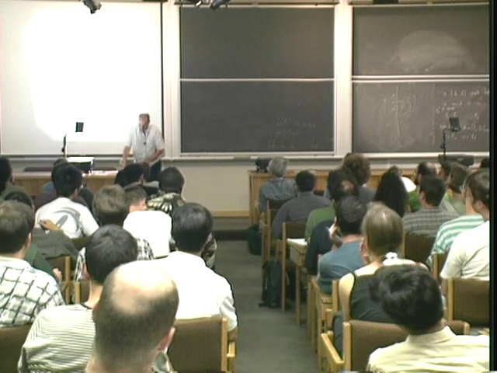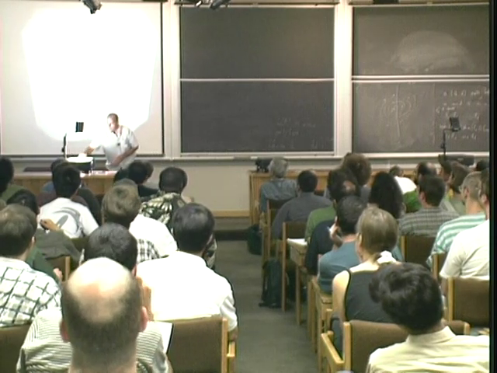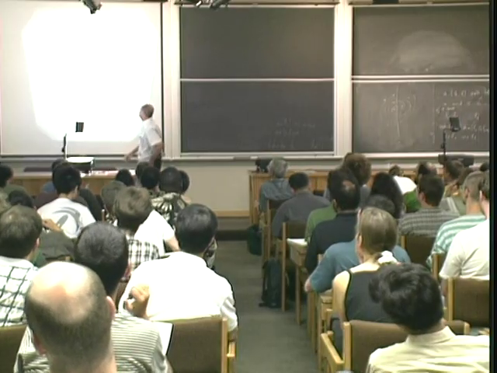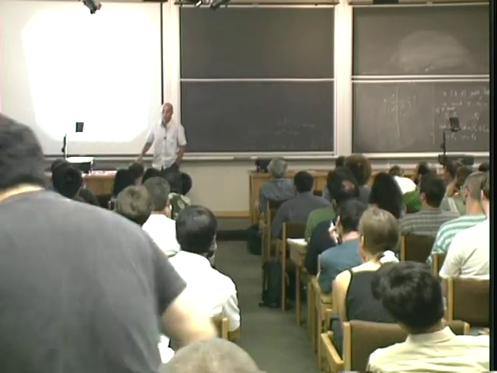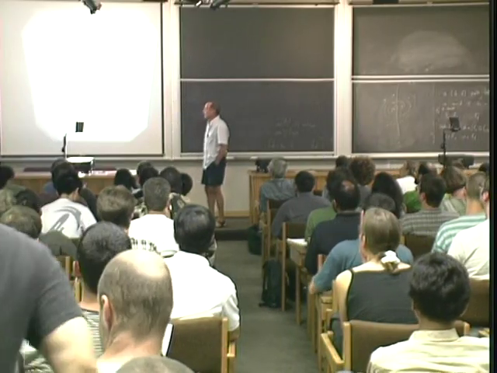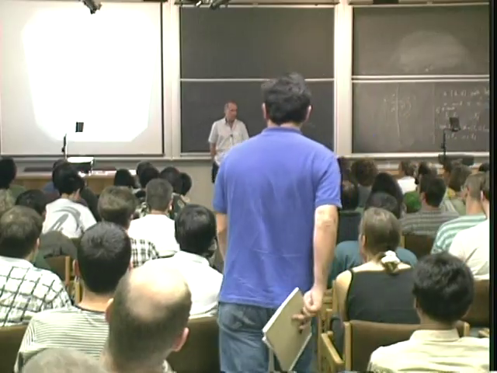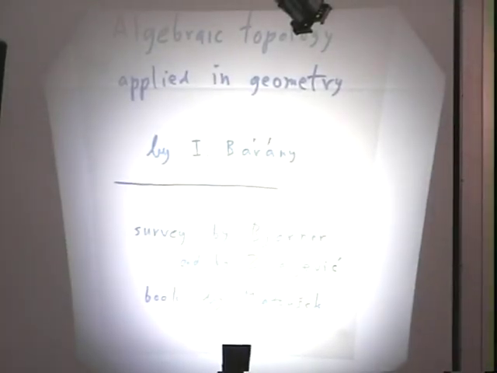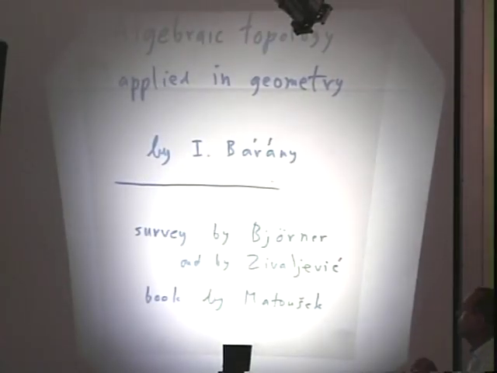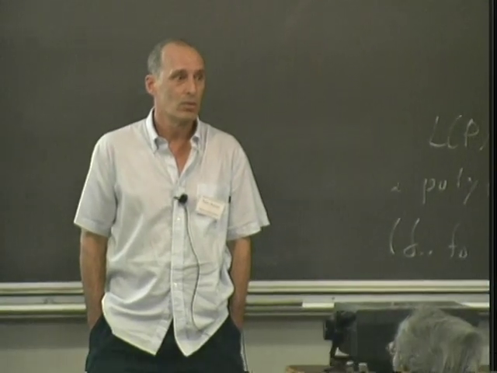Also here the title, Algebraic Topology Applied in Geometry, and there are surveys on the topic by Anders Björner in the Handbook of Combinatorics, which is more on the combinatorial side than the geometric side of such applications, and several surveys by Živaljević, User's Guide to Equivariant Topology, and there is a recent book by Matoušek, which contains much more than I can talk about here.